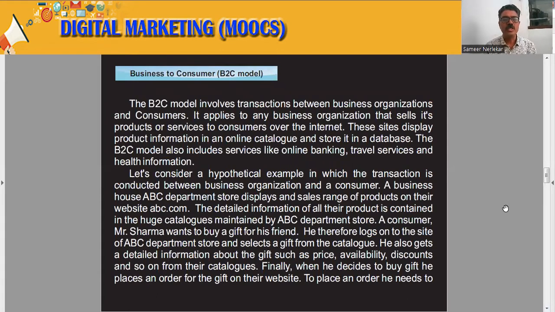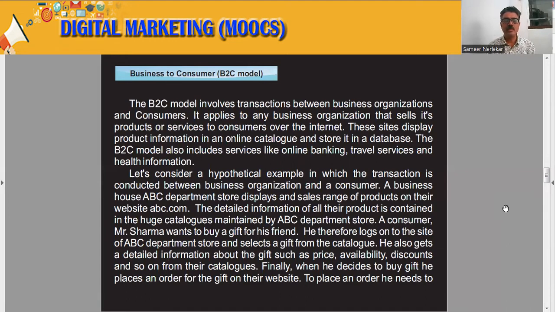The B2C model involves transaction between businesses, organizations, and consumers. It applies to any business organization that sells its product or services to consumers over the internet. These sites display product information in an online catalog and store it in a database. The B2C model also includes services like online banking, travel services, and health information.